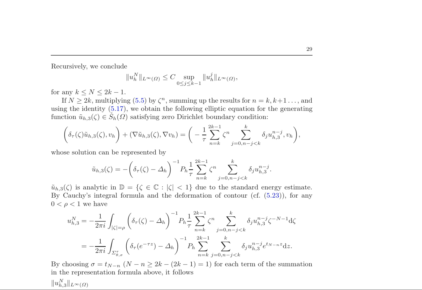A uniform time step size is required for the analysis, which limits the approach to k-step BDF methods and excludes single-step methods like Runge-Kutta or discontinuous Galerkin methods. The analysis begins by considering the generating function for the discrete solution, expressed as an elliptic equation with zero Dirichlet boundary conditions. The solution to this elliptic equation can be represented using the discrete inverse Laplace transform, involving a contour integral around the unit circle in the complex plane.